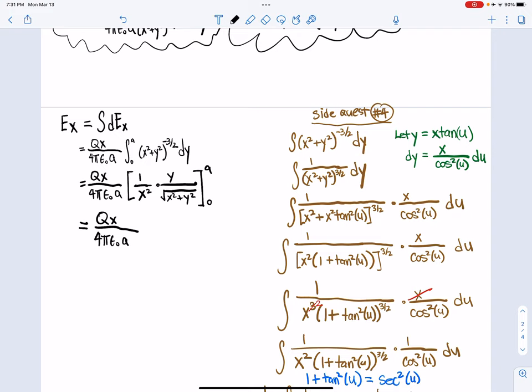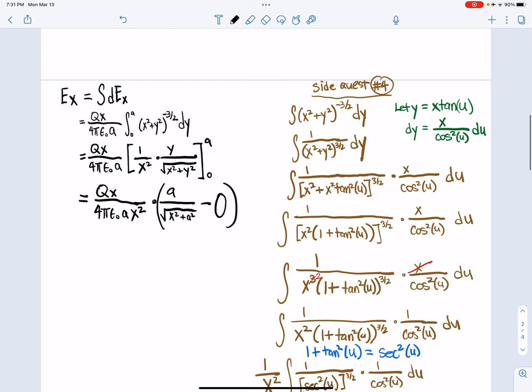And then we could remember this is a constant, x is a constant, so we can pull that out too. So divided by x squared in the denominator. And then we would get times a divided by x squared plus a squared minus 0. Because when you plug in 0 for y, that would be 0, right?